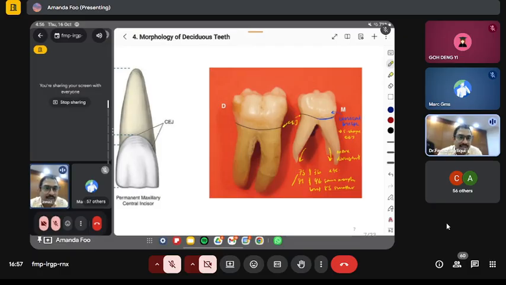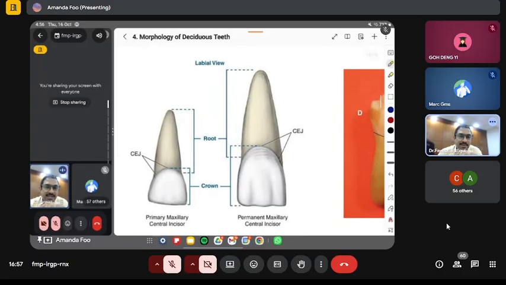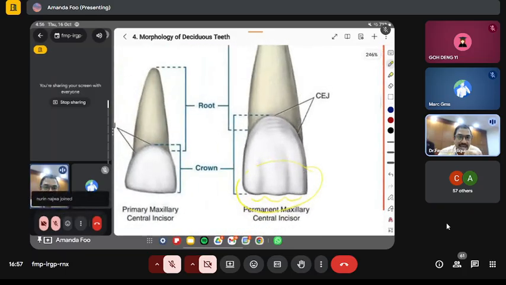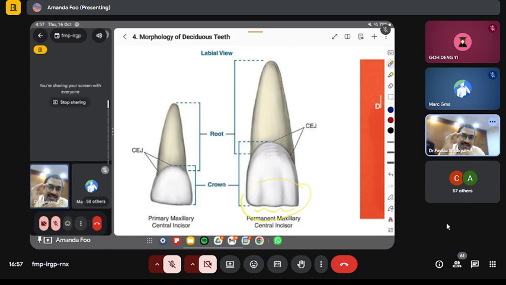Now we look at the central incisors. This is where we discuss the mamelons. Mamelons are present in the permanent, absent in the primary. Another feature that we need to look at is the occlusogingival or incisogingival length, from the incisal edge to the CEJ. Can anybody tell me the difference in distance between incisal edge and CEJ between the primary and the permanent? Which is longer?